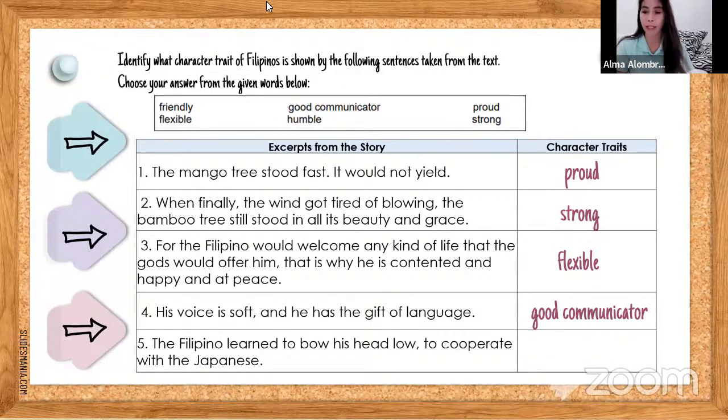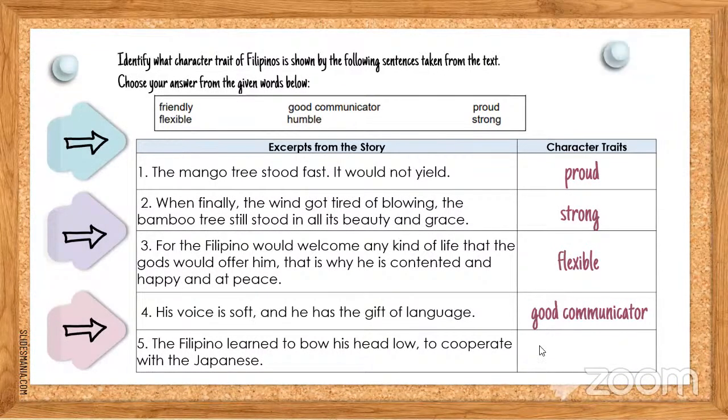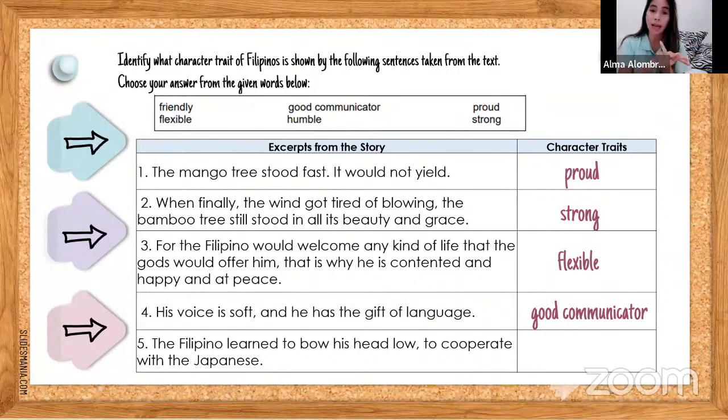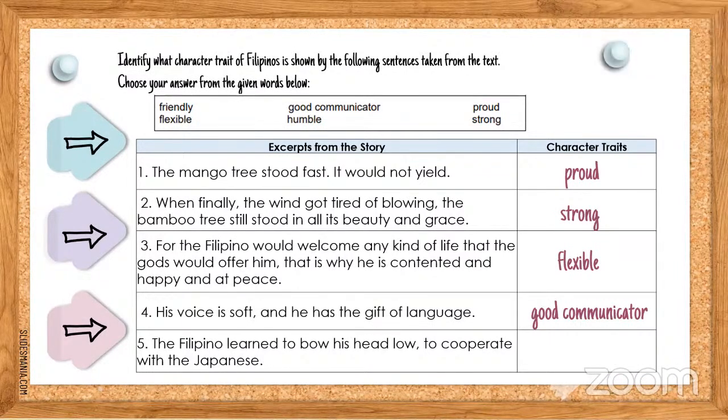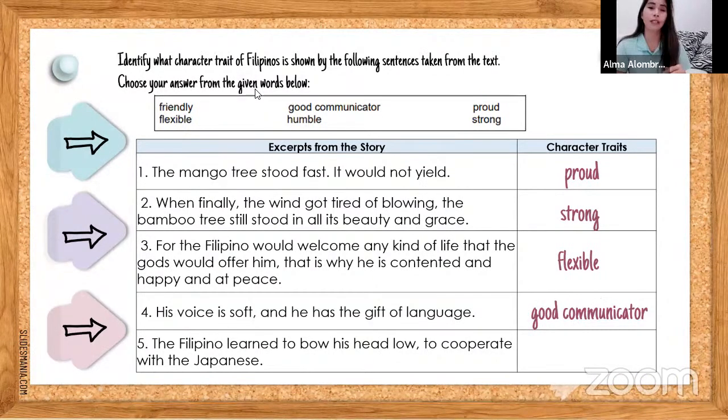Yes, Miguel. The Filipino learned to bow his head low, to cooperate with the Japanese. Friendly, but what do you think? Earlier, we had this in our vocabulary. What do you do when your head is low? Humble. Yes, Rupert got the correct answer.